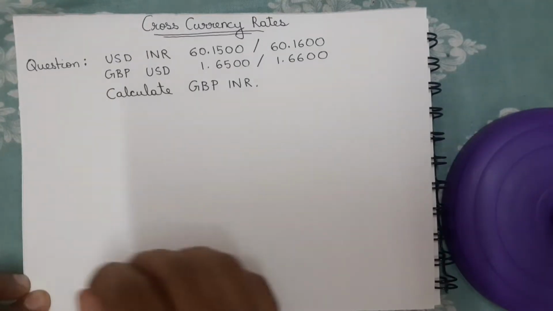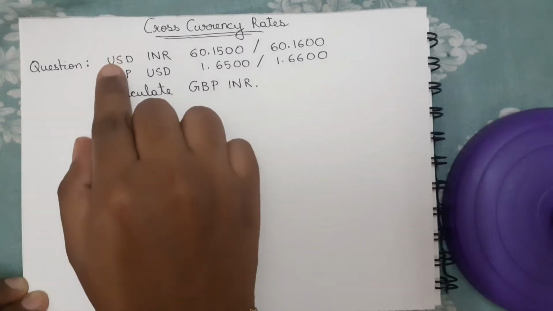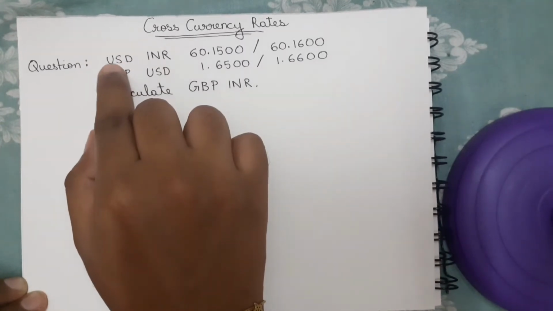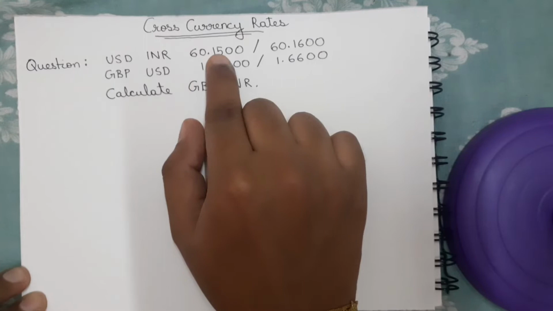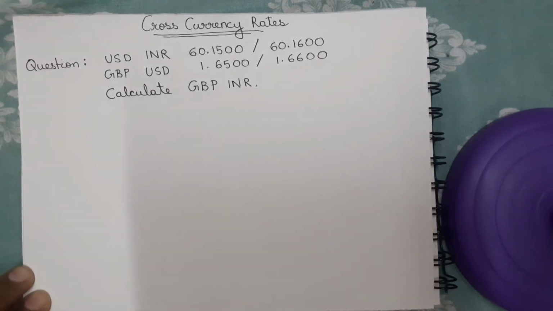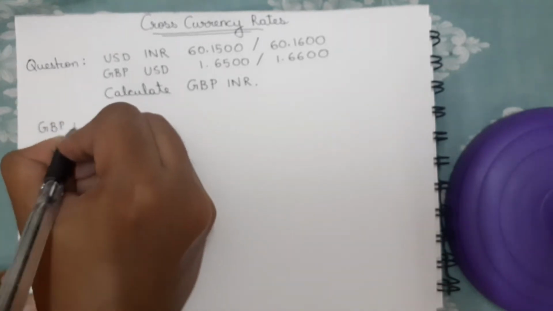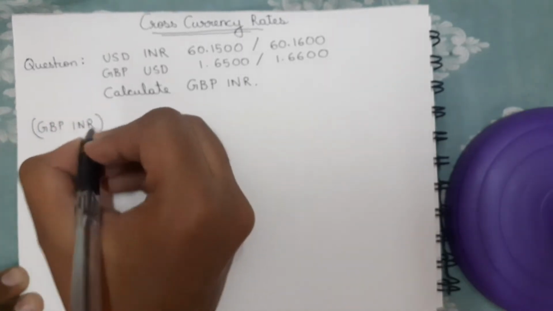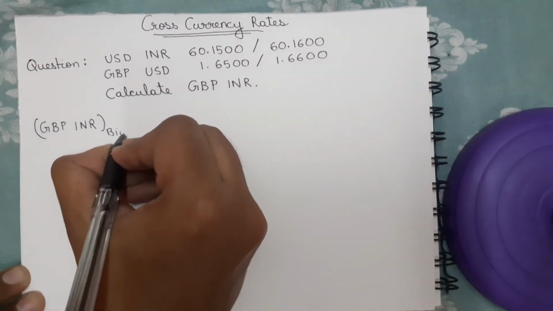So we already know from the earlier video that in a currency pair, for example USD INR, the first currency is the base currency, the second currency is the variable currency, the third is the bid rate, and the fourth is the ask rate. So now based on the given information, we have to find GBP INR. So first we will write GBP INR. But to find GBP INR, we need both the bid rate and ask rate. So first, let us find the GBP INR bid rate.